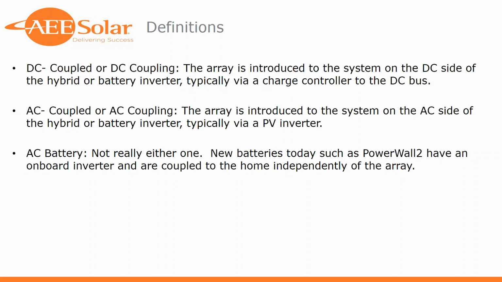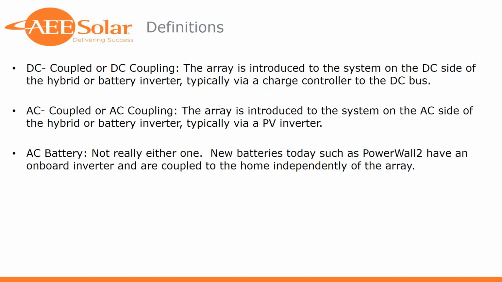AC coupled, we're introducing it on the AC side of the system. Now you could say, well, everything coming out of an array is DC. This makes no sense, Josh. Really what we mean is, where does that wattage, does it have to flow through AC to get to the battery? So maybe that's a better way to think about that.